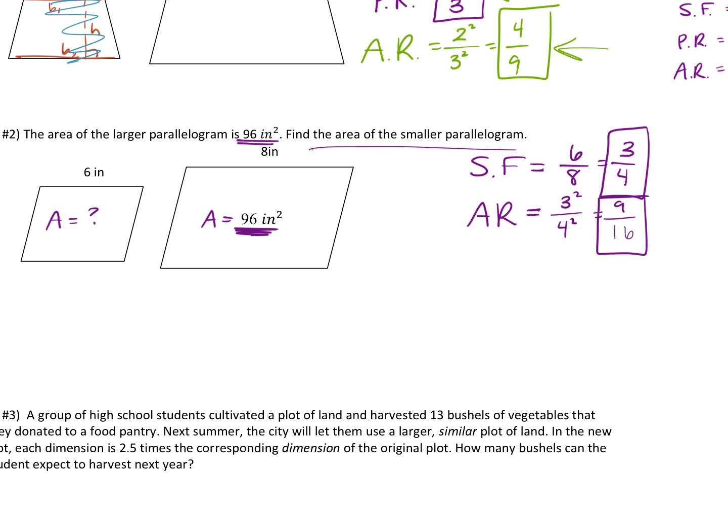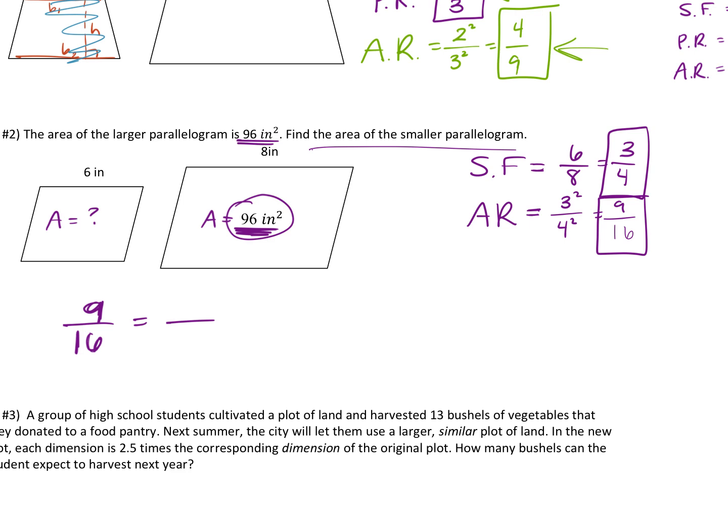Okay, now here's the deal. If I know the relationship between these two parallelograms is 9 over 16, their areas, I can set up a proportion to figure out the area of the smaller one. Because if it's a comparison of 9 to 16, and I know 96, I can put that in the other ratio and put x as my unknown, and then just cross multiply and solve.